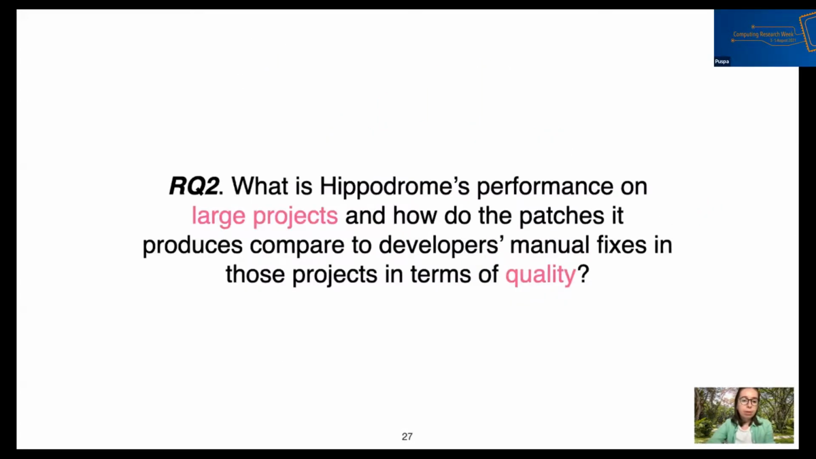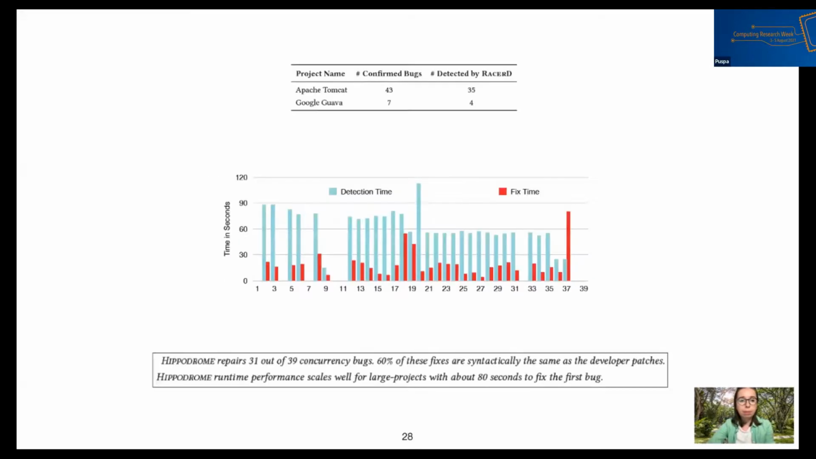We also evaluated Hippodrome with respect to its performance on large projects, and also to find out how the patches it produces compare to developers' manual fixes in terms of quality. For this purpose, we cloned Apache Tomcat and Google Guava, investigated their commit history for data races, raised issues, and ran Hippodrome on them. We analyzed 50 concurrency bugs, and the analysis successfully reported 39 of those. Hippodrome repairs 31 out of the 39 concurrency bugs.